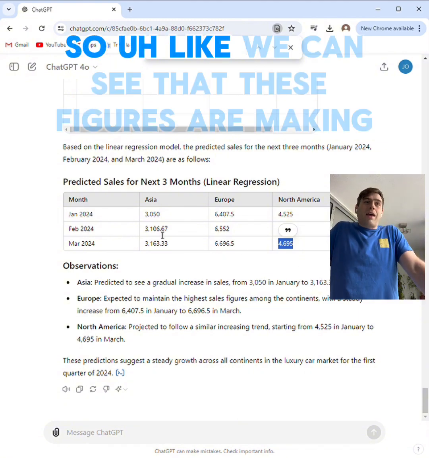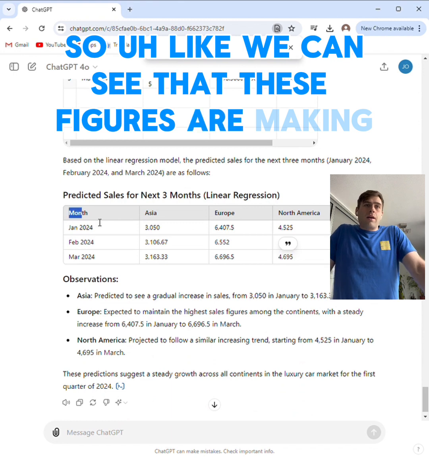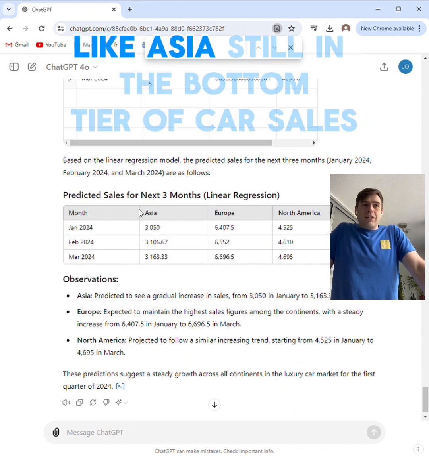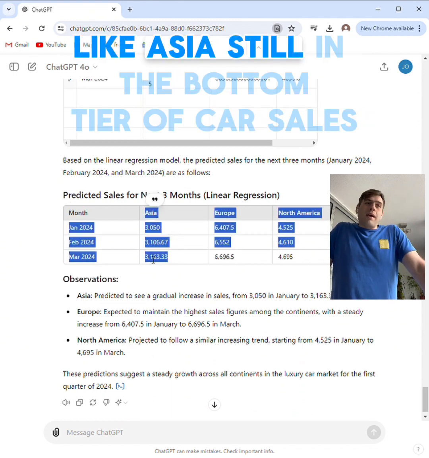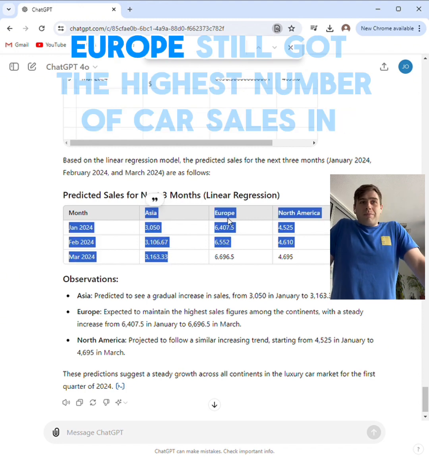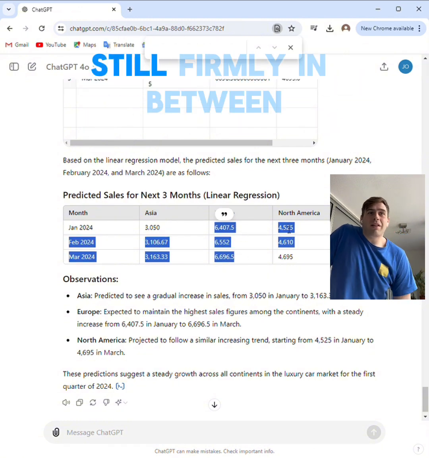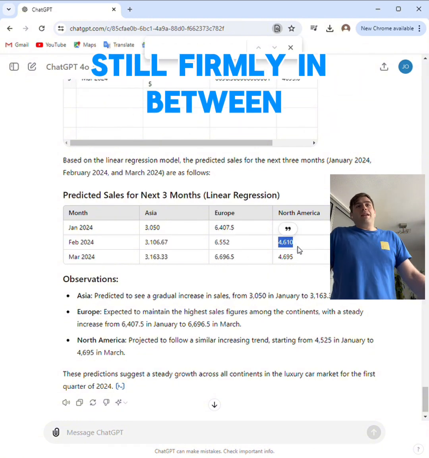So we can see that these figures are making sense. Asia is still in the bottom tier of car sales, Europe still has the highest number of car sales, and North America is still firmly in between.